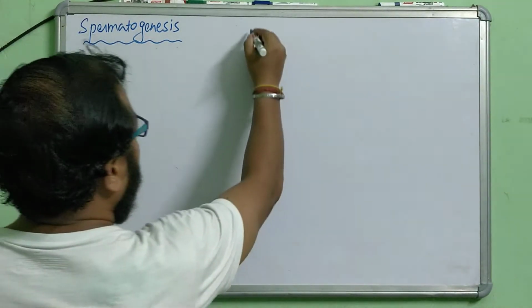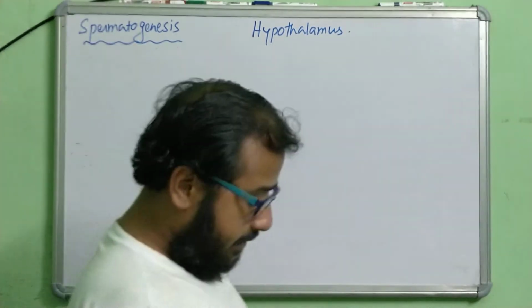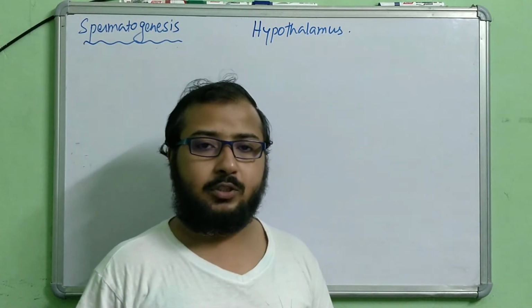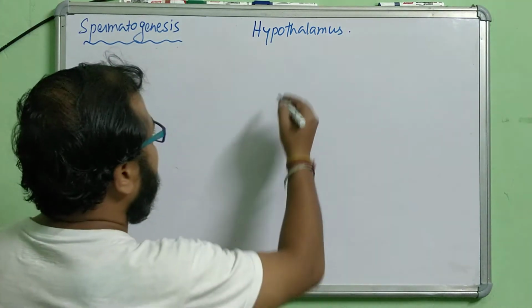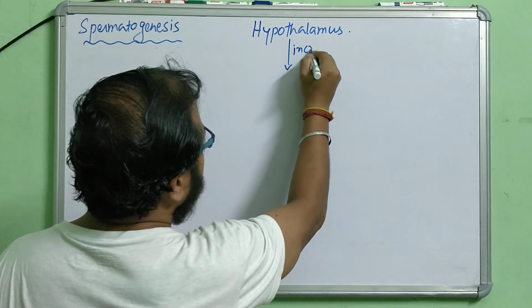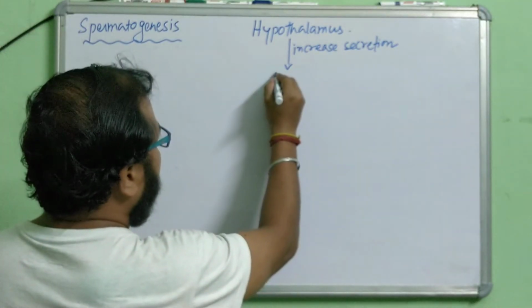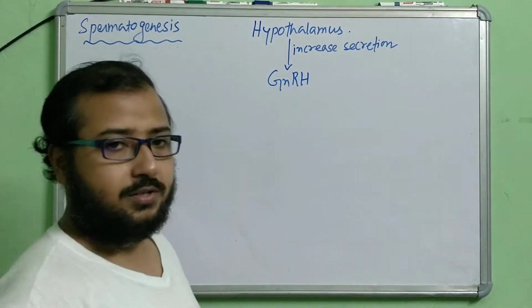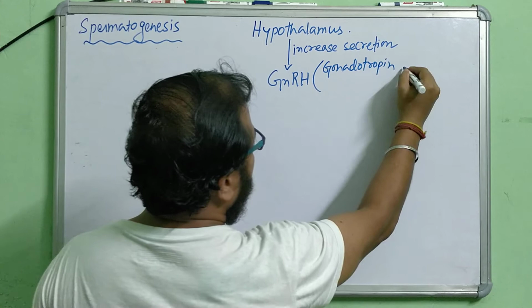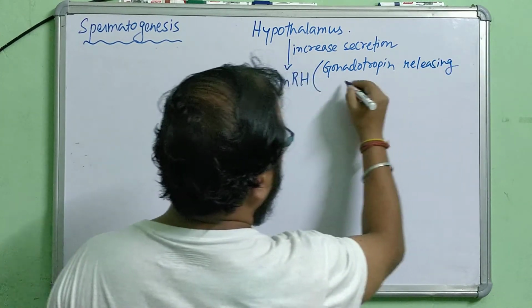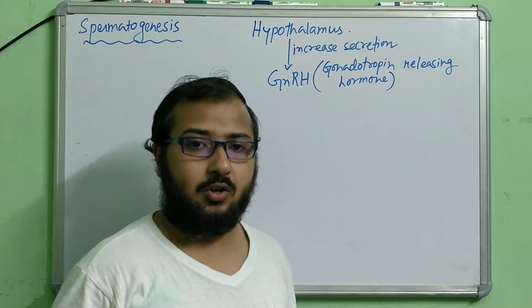So let's write on the top, the hypothalamus. You know that the hypothalamus is part of our forebrain. There are three parts: cerebrum, hypothalamus and thalamus. So it is part of our forebrain. The hypothalamus increases the secretion of GnRH. What is the full form? Gonadotropin releasing hormone. So from the name itself you can guess what the function of this hormone is.